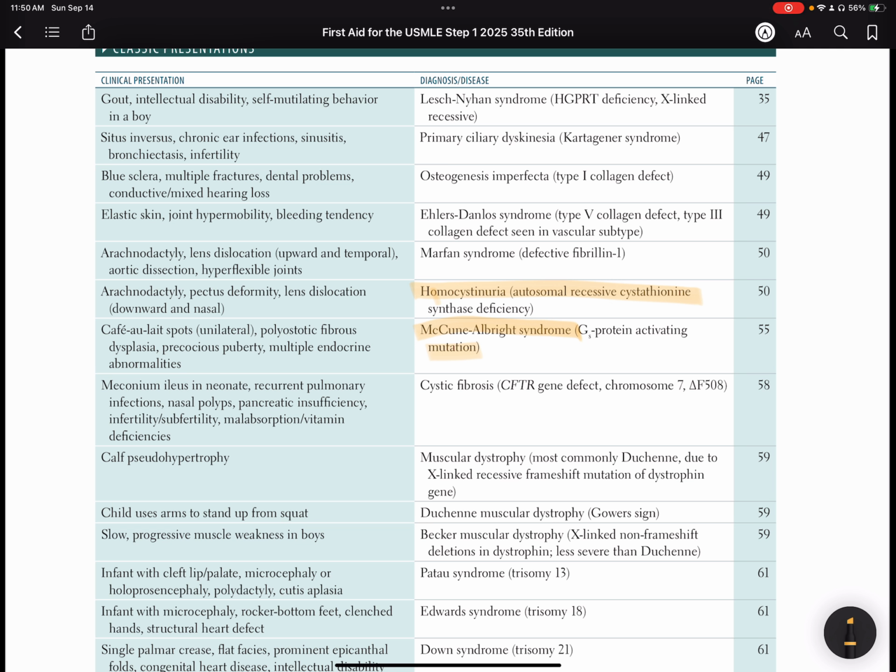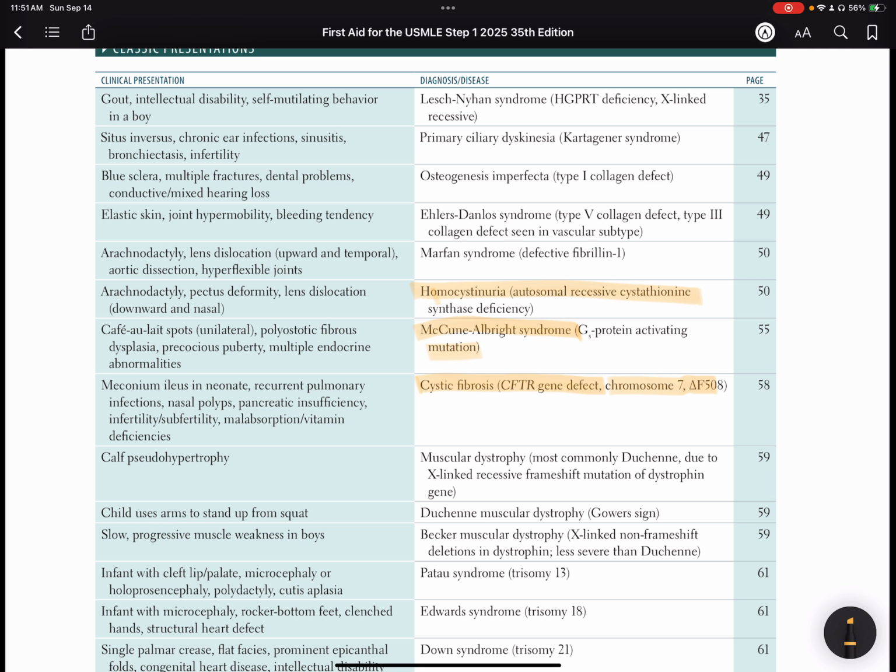What is the clinical presentation of cystic fibrosis, CFTR defect, chromosome 7, delta F508? So, clinical presentation of cystic fibrosis is meconium ileus in neonate, recurrent pulmonary infections, nasal polyps, pancreatic insufficiency, infertility, subfertility, malabsorption, vitamin deficiency. Next clinical presentation is calf pseudohypertrophy.